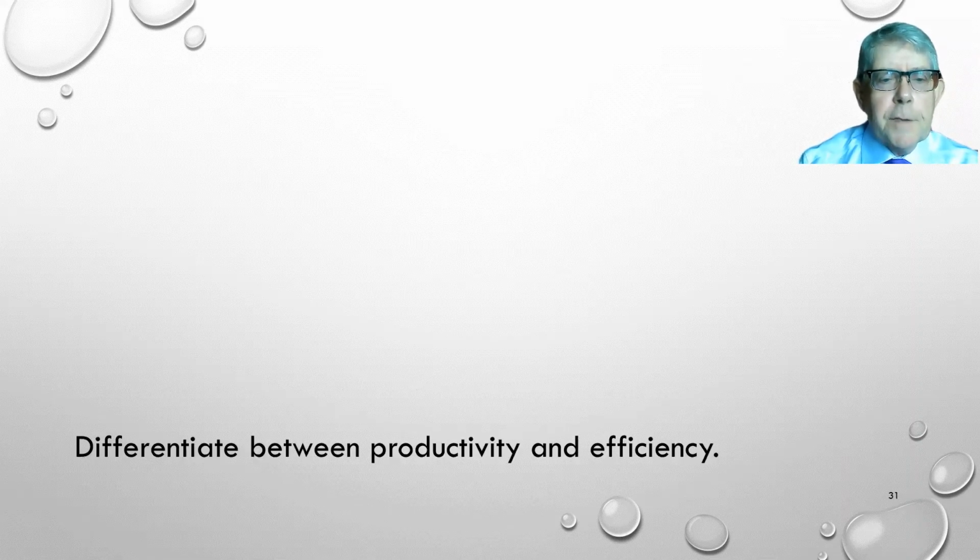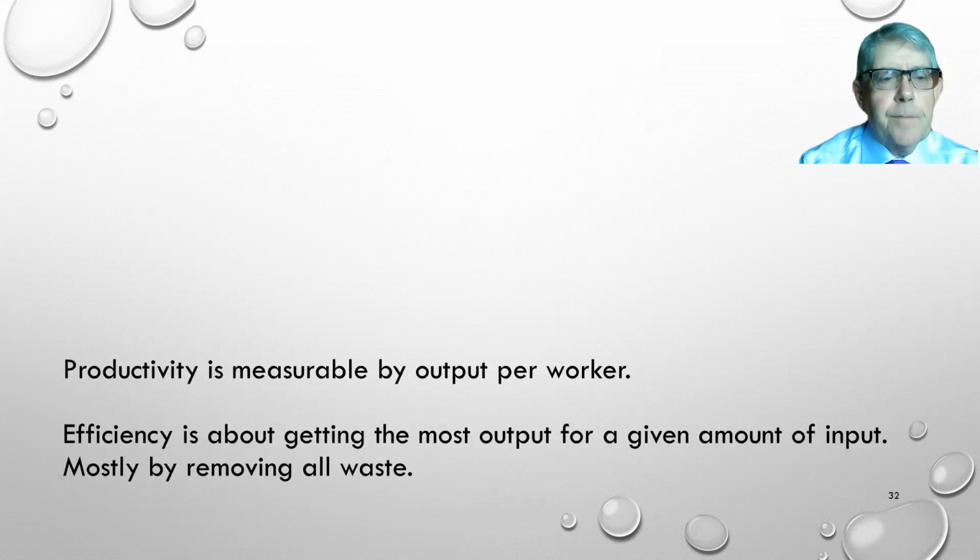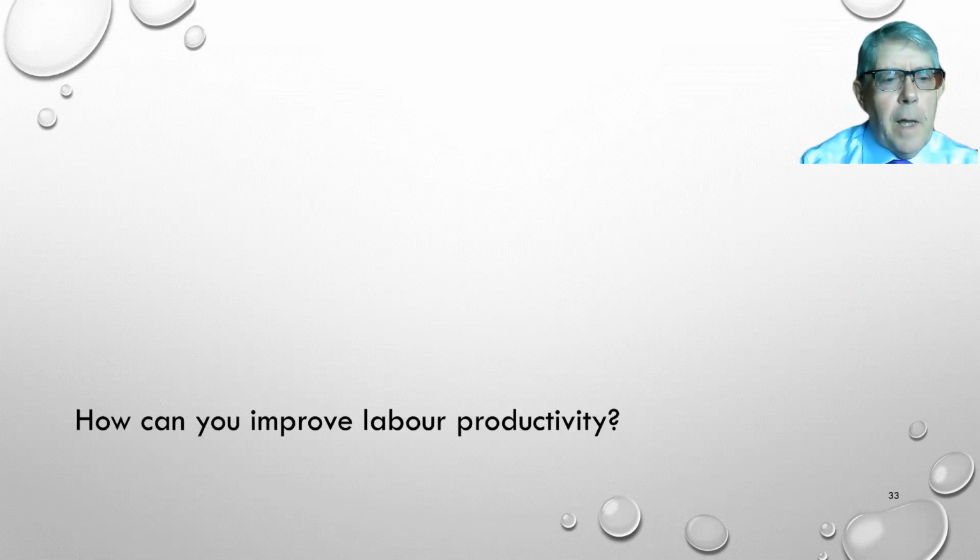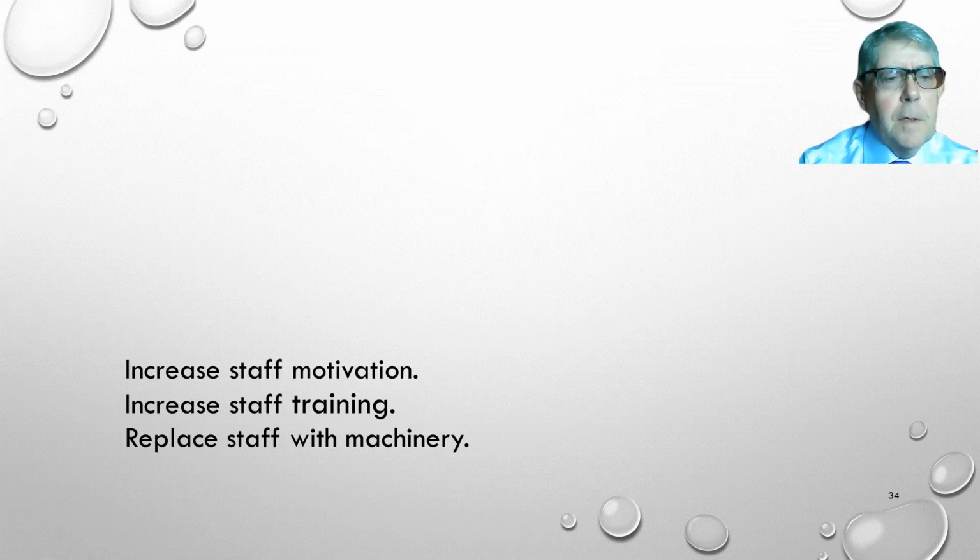Differentiate between productivity and efficiency. Productivity is measurable by output per worker. Efficiency is about getting the most output for a given amount of input, mostly by removing all waste. How can you improve labour productivity? By increasing staff motivation, increasing staff training, and then you could replace staff with machinery.